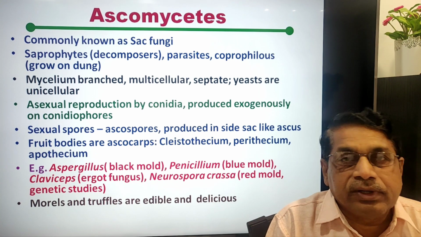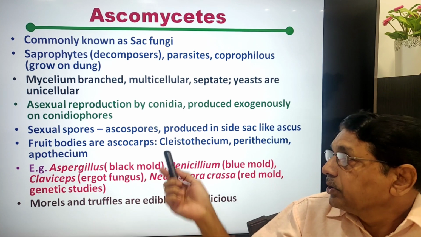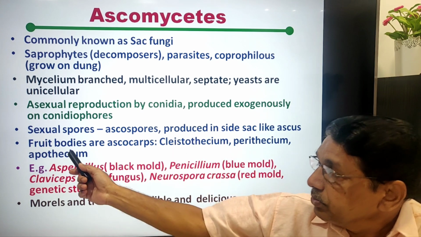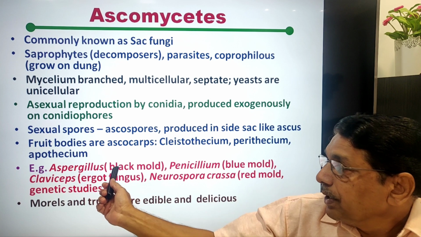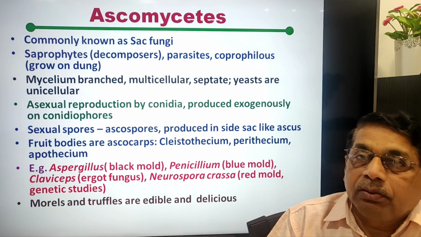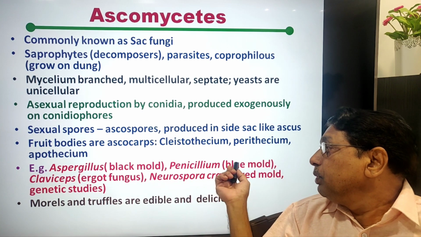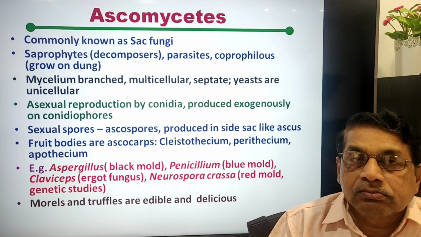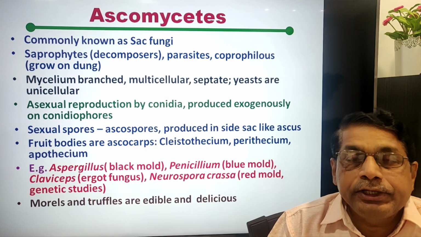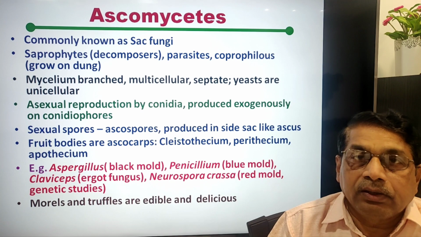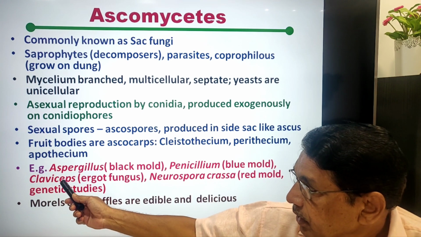Again, there are different types of ascocarps: clistothecium, perithecium, apothecium. Examples: Aspergillus, black mold, economically important, produces citric acid. Penicillium, blue mold, a very important fungus. Penicillium chrysogenum produces the penicillin antibiotic, a very popular, famous antibiotic discovered by Alexander Fleming.